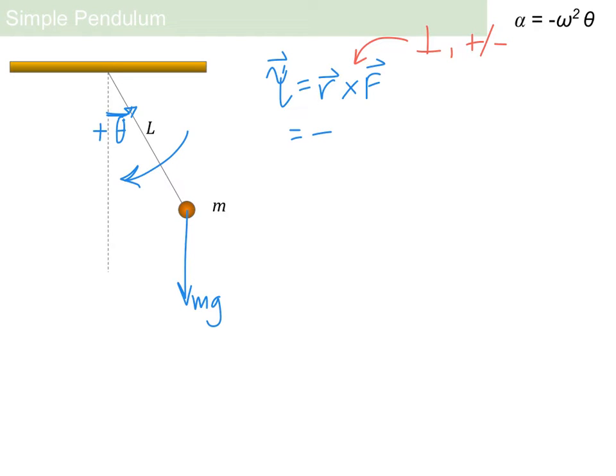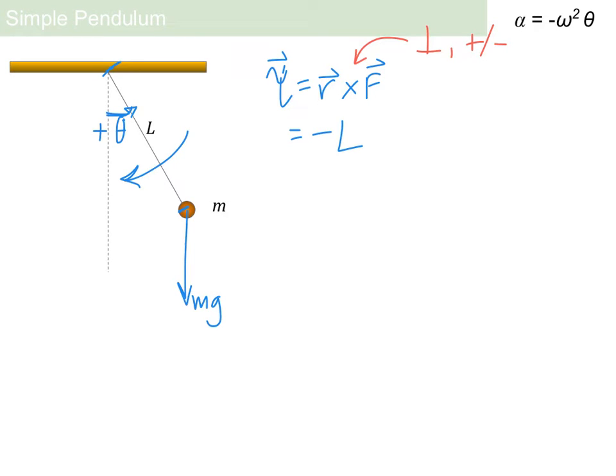My r would be the distance from the pivot point to my object where the force is being applied, so that's going to be L. And now I need the force that is perpendicular to L. Normally we automatically took the sine of some angle, but it's a little tricky to figure that out. Here's another way of doing that.